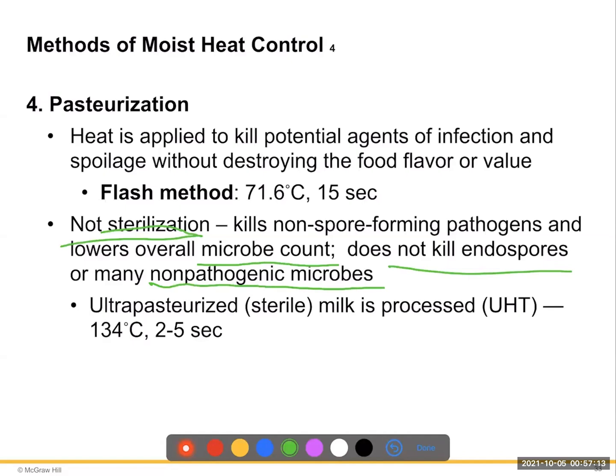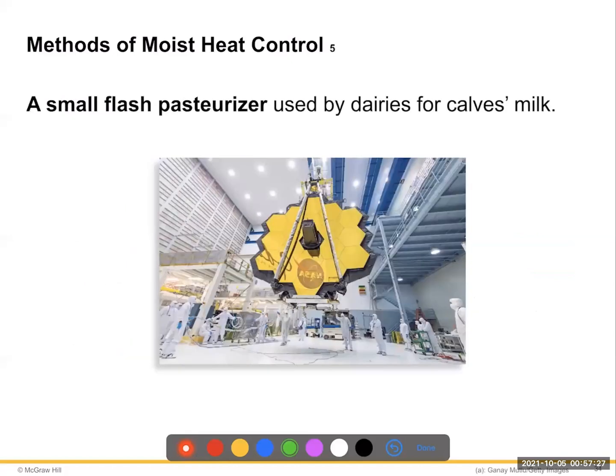Ultra pasteurization, which is sterilization, is produced at 134 degrees centigrade for 2 to 5 seconds. It's a lot higher temperature, almost double. This is what a small flash pasteurizer looks like for dairies, for cow's milk.